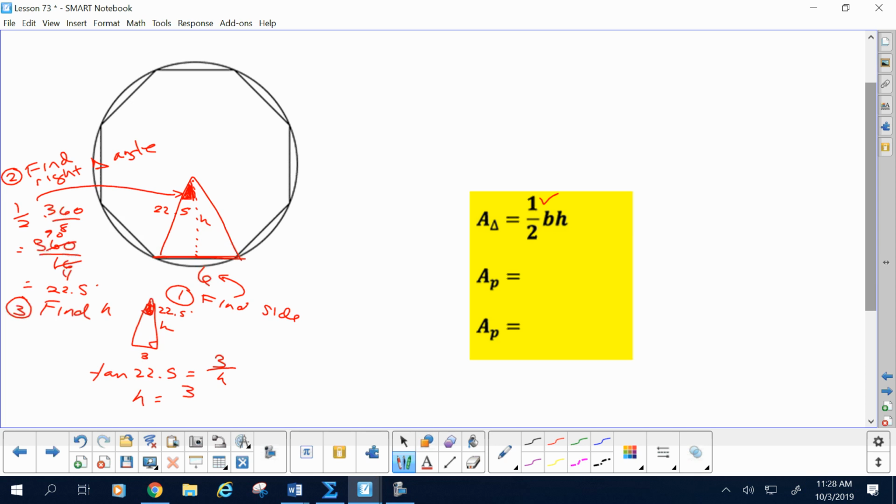You follow? Report your results so the person reading this knows what the heck you did. What'd you get for 3 divided by tangent of 22.5? What is it? 7.242. Cool.